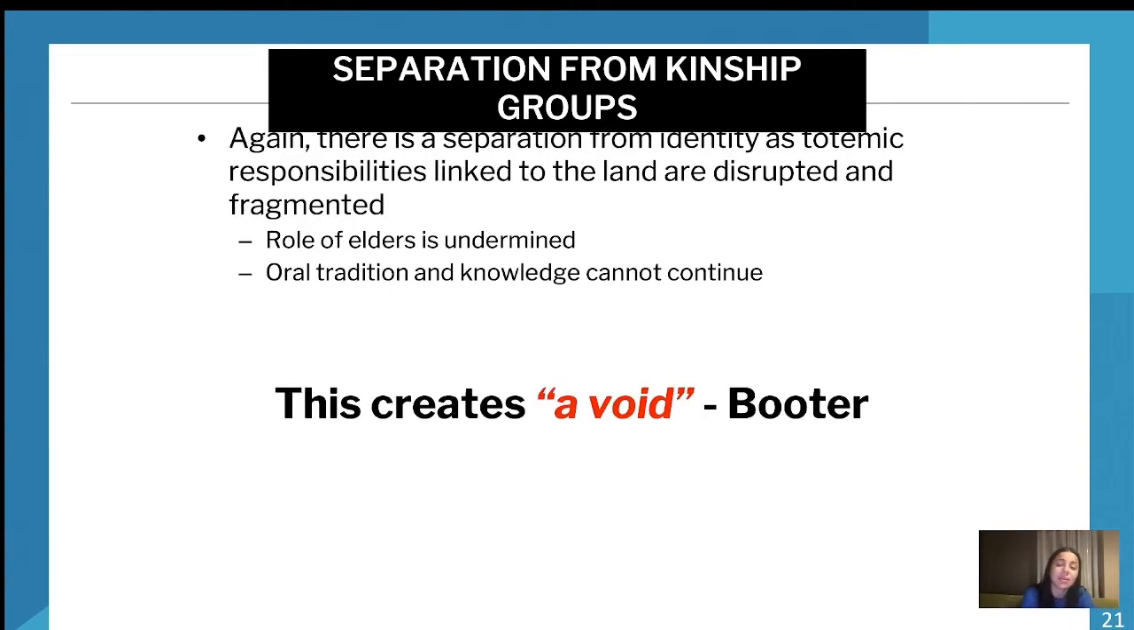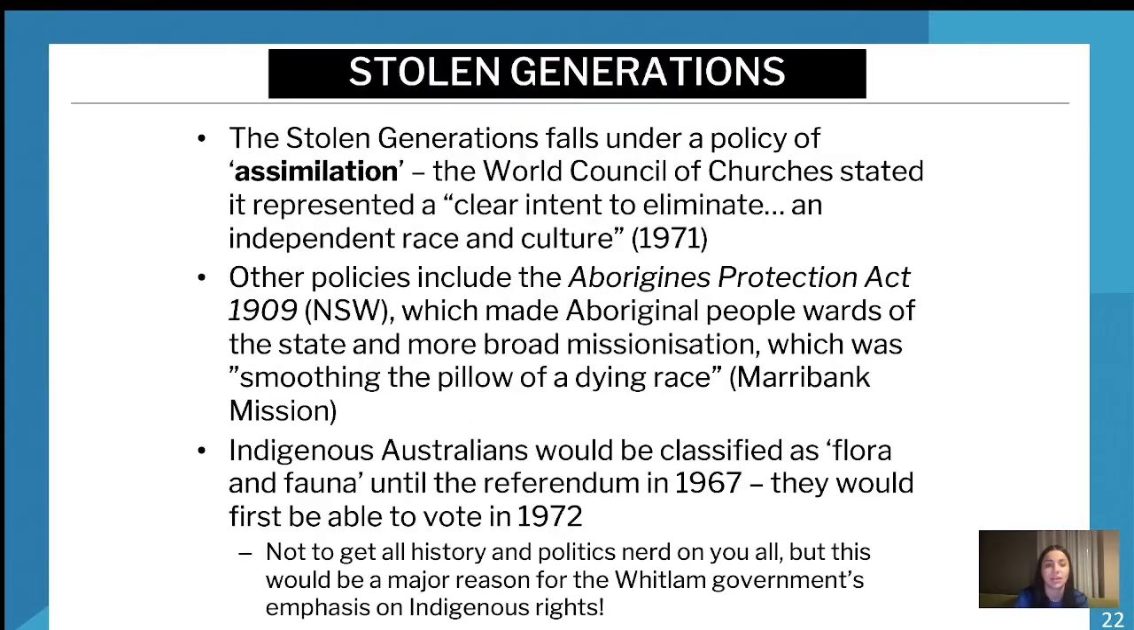So again, there's separation from identity, as totemic responsibilities linked to the land are disrupted and fragmented, and then the role of elders is also undermined, and oral tradition and knowledge cannot continue because you're separating the streamline of continuance. And we've got this quote here where it creates a void, where there's essentially nothing left. You've taken everything, and that separation from the land, and the land having such a core focus on identity and dreaming, just strips it and turns it into this void.